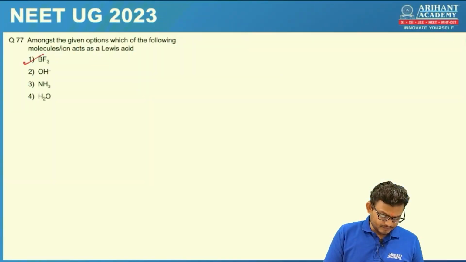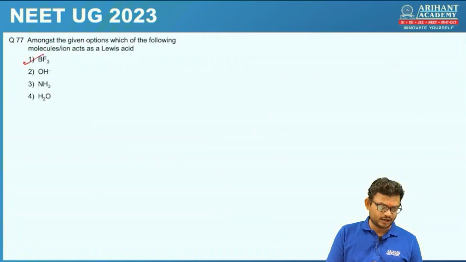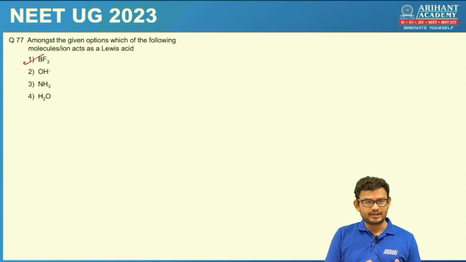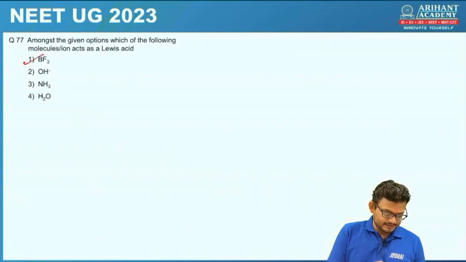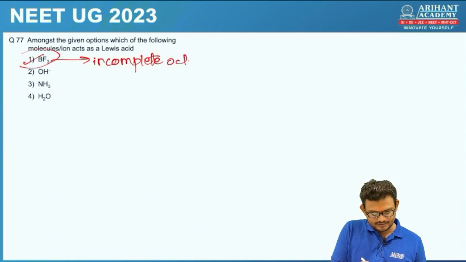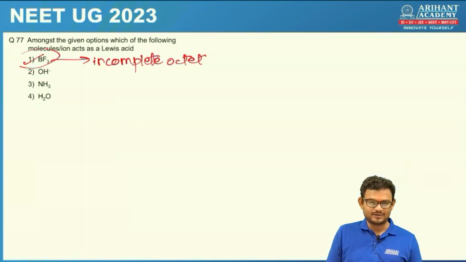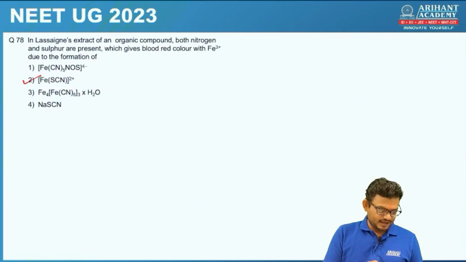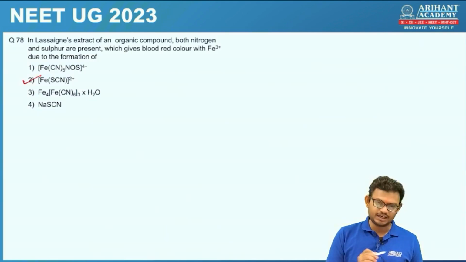Amongst the given options, which of the molecules or ions acts as a Lewis acid? Again, a theoretical question directly from the NCERT. Definitely it is BF3, because it is the only one in the group which has an incomplete octet. So quite a simple question. Let's move to the next. In Lassaigne's extract of an organic compound, both nitrogen and sulfur are present, which give blood red coloration with Fe3+. Again a straightforward question. The blood red coloration is given by the thiocyanate ion, which is option 2.